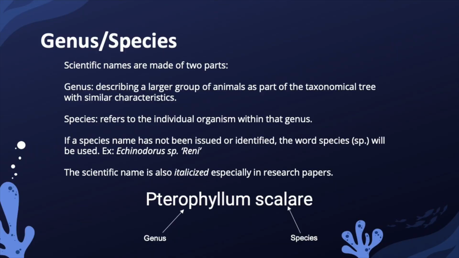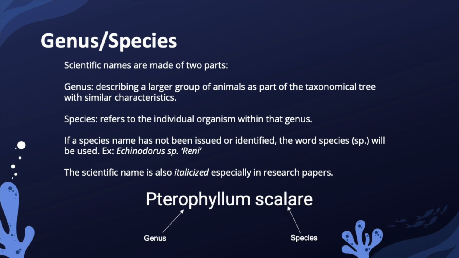So the scientific name is comprised of two things. The first is the genus name, and the second is the species name. Now we're going to get a little bit more in depth in terms of the taxonomical tree of life, as it's usually referred to, later on in the video. But for this section right now, it's basically genus, species.